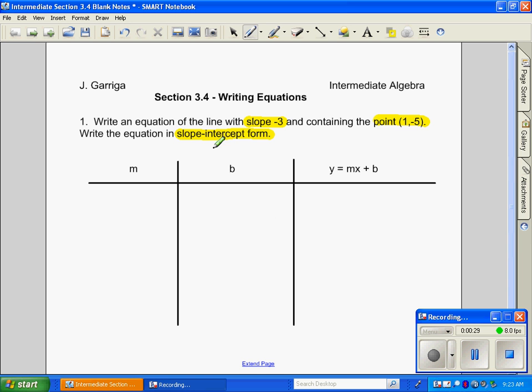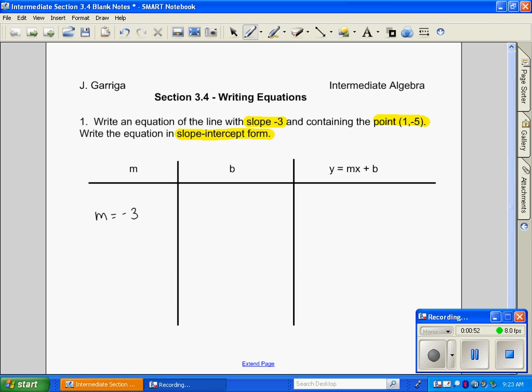For slope-intercept form, we need a slope, we need an intercept, and then we need to plug it into our slope-intercept formula. So I've set the table up already, and we're going to pull information as we go. The slope was given to us, and the slope is -3 in the original problem. So that part was very basic.